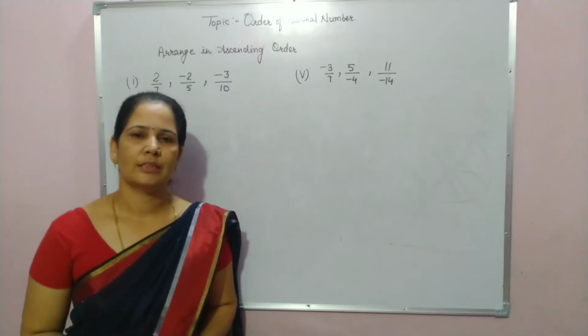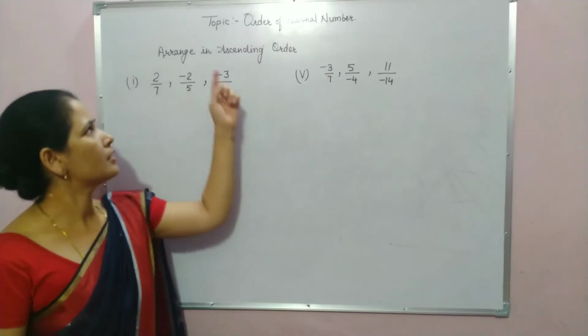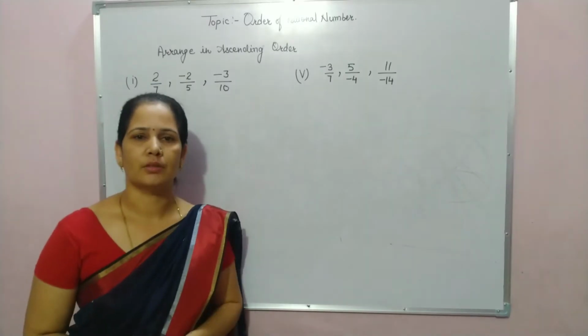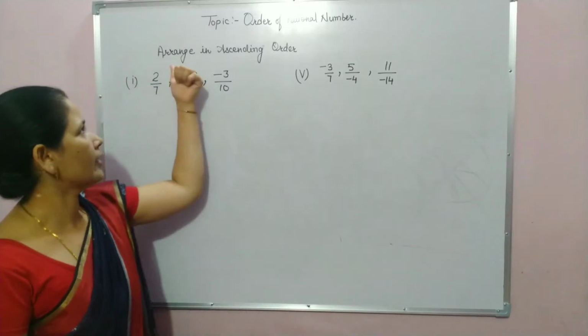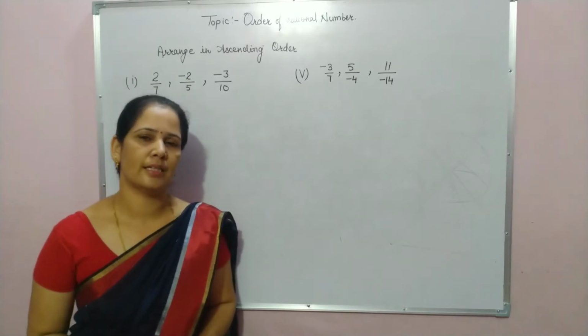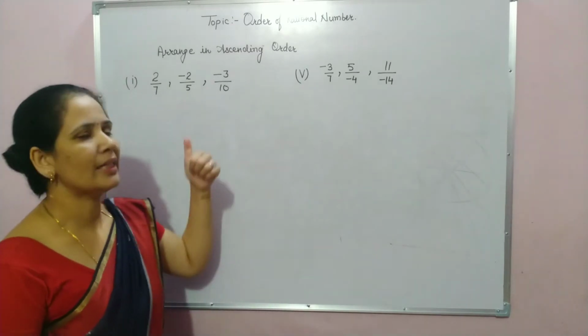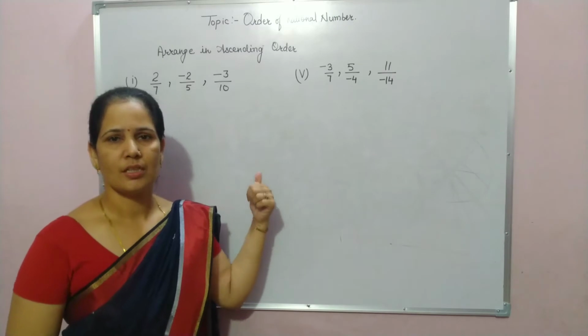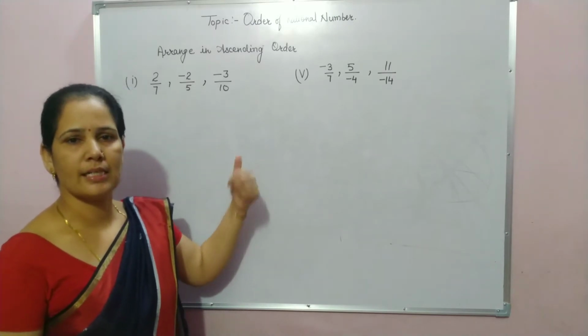Good morning students. Today we are going to discuss order of rational numbers. Today we will learn how to arrange rational numbers in ascending order and descending order. So let's start with one example: how to arrange rational numbers in ascending order.